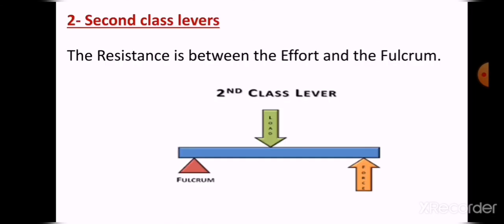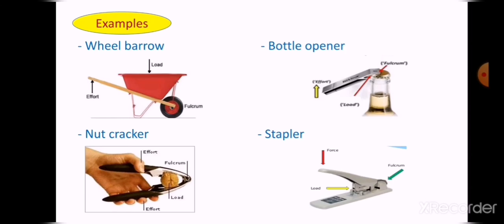Second class lever. What is the meaning of second class lever? The lever has the resistance force between the effort force and the fulcrum. So the resistance force is in the middle, between the effort force and the fulcrum. Like wheelbarrow, bottle opener, nutcracker, and stapler.